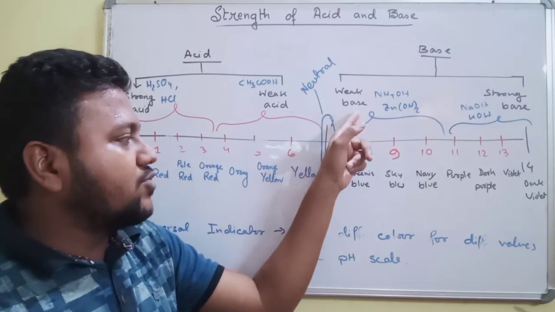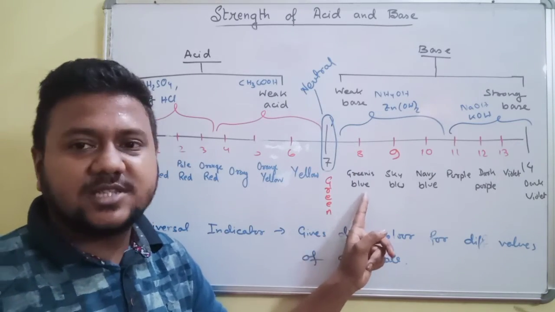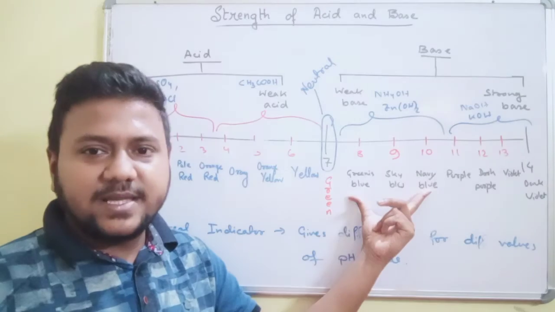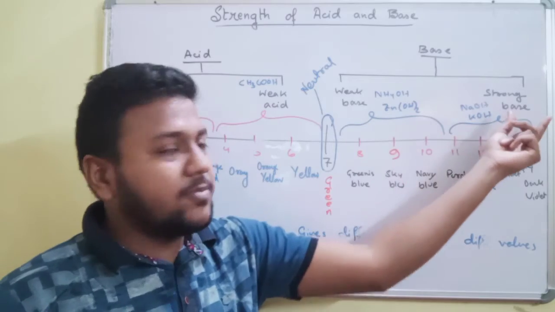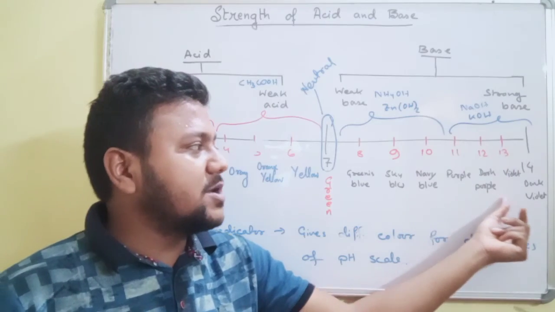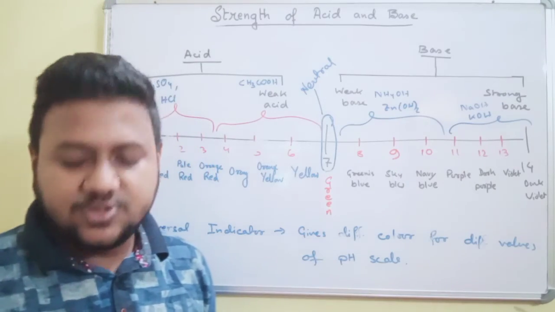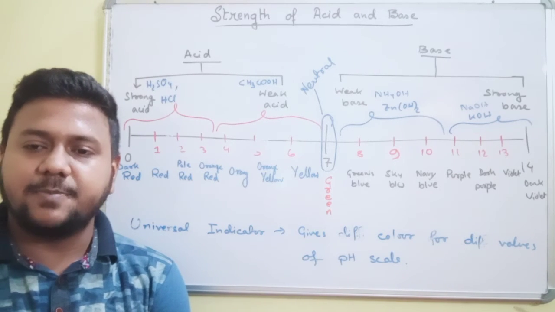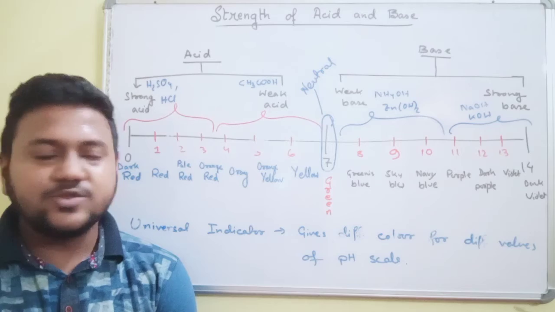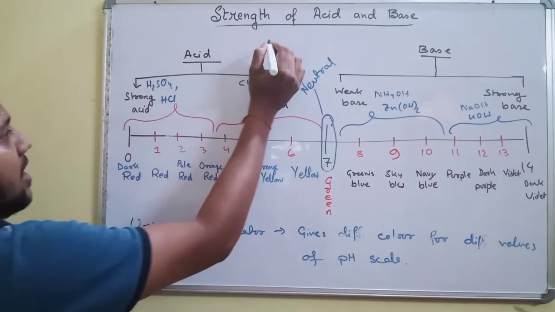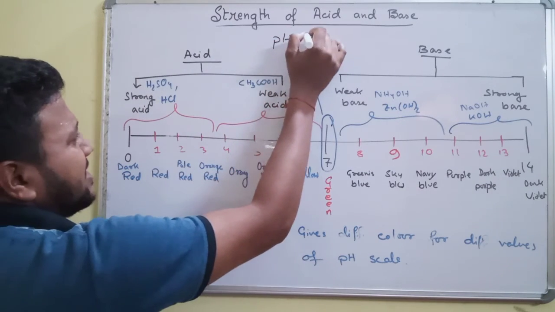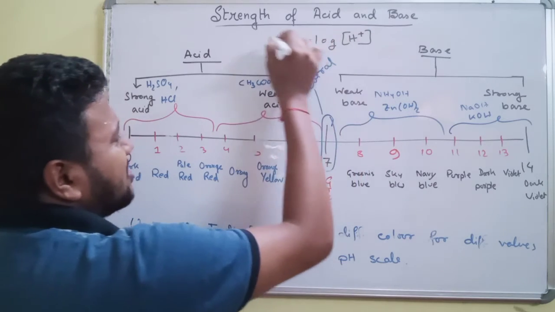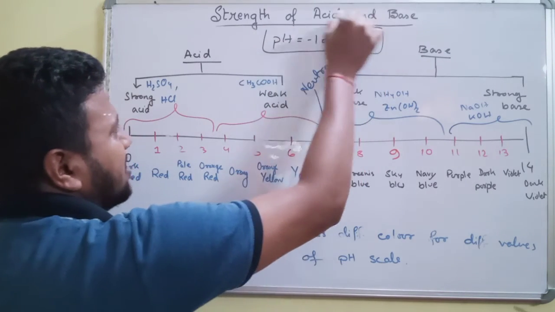Then we talk about weak bases. The green color changes to slightly blue, to sky blue, to navy blue in case of weak bases. And then in case of strong bases, the color changes to purple to violet. So this was all about your pH scale and the strength of acids and bases depending upon the pH. We know that the pH of a particular substance is the negative log of H plus ions. This equation has to be understood very clearly.